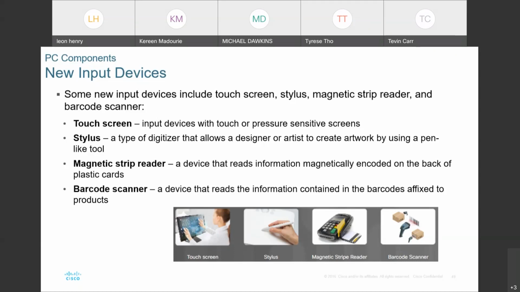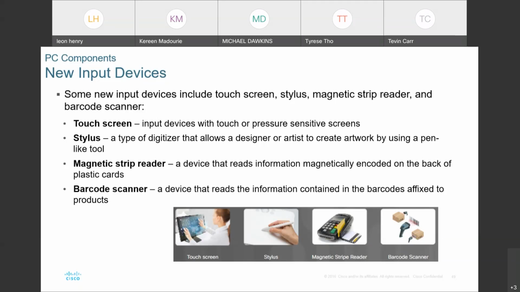Then we have the stylus. All right, and the stylus is also your mouse and your keyboard. So can you use it to type? The stylus is a type of digitizer that allows a designer or artist to create artwork by using a pencil-like tool. But we also use the stylus to do our signatures, to move on our smart devices, to type on it also. You understand? So that's an input device also.